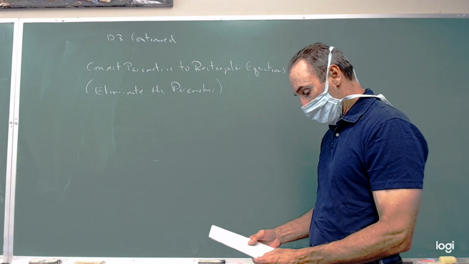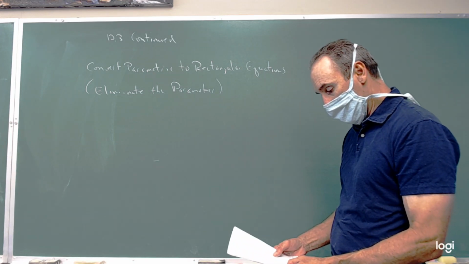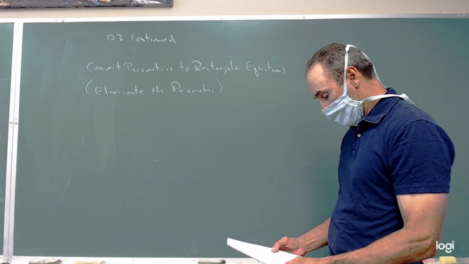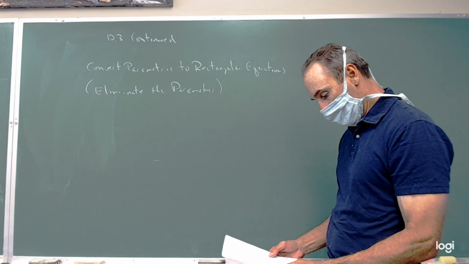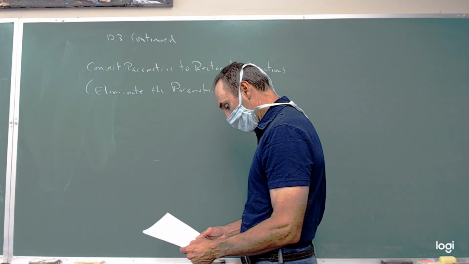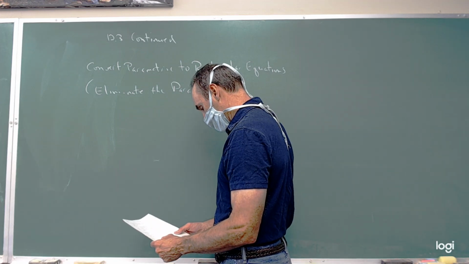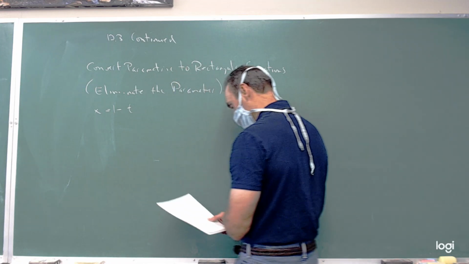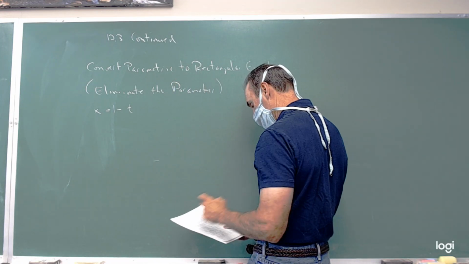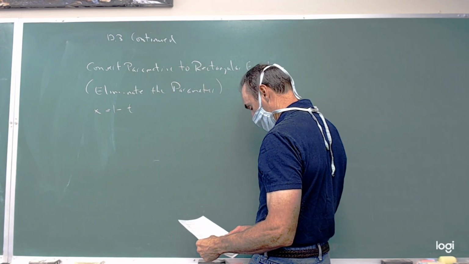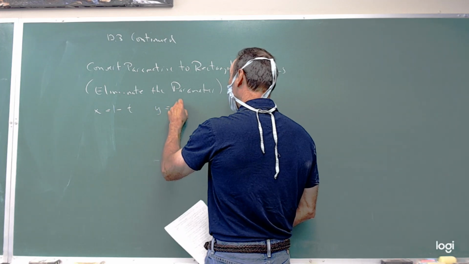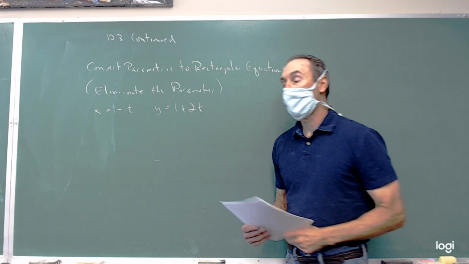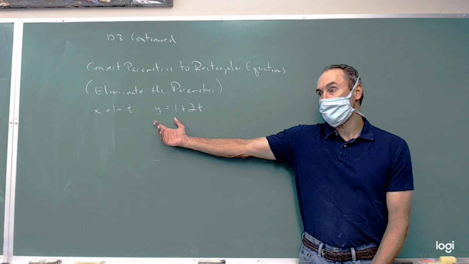I'm going to start with the one I think we ended up with last time, and it was linear, if I can find it there. So I think we had x equals 1 minus t as one of our parametric equations, and y is equal to, I think, 1 plus 2t. So those were our parametric equations.